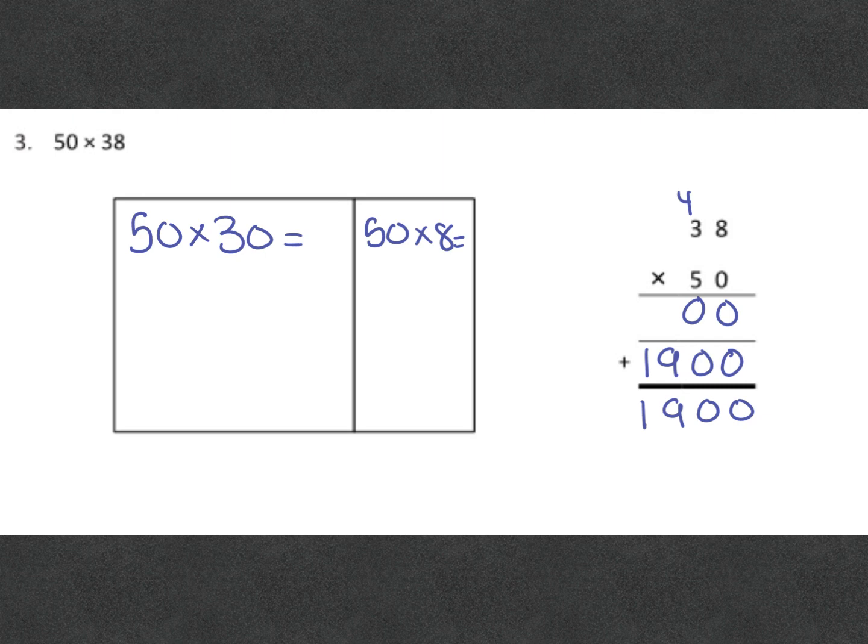We go over to the box. 50 times 30 is 1,500. 50 times 8 is 400. 1,500 plus 400 is 1,900.